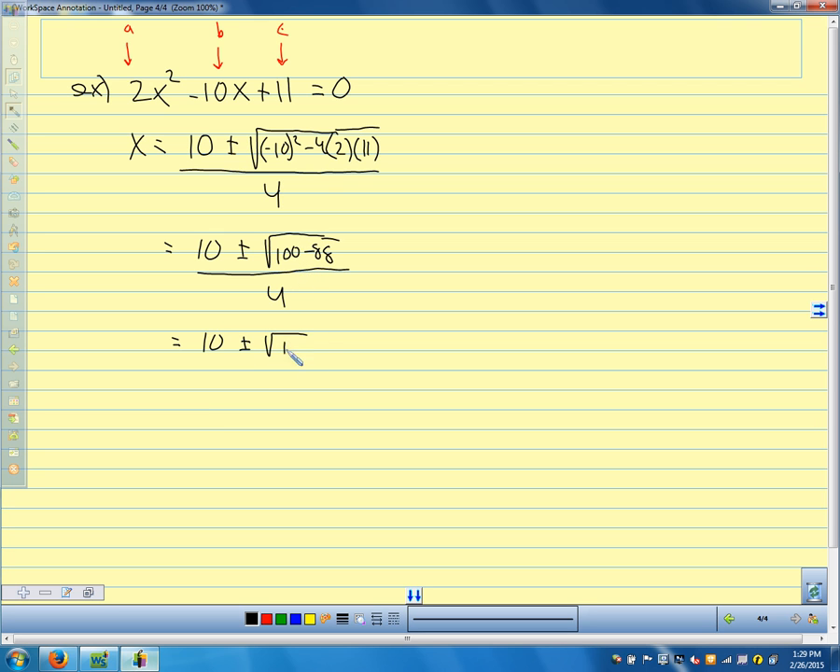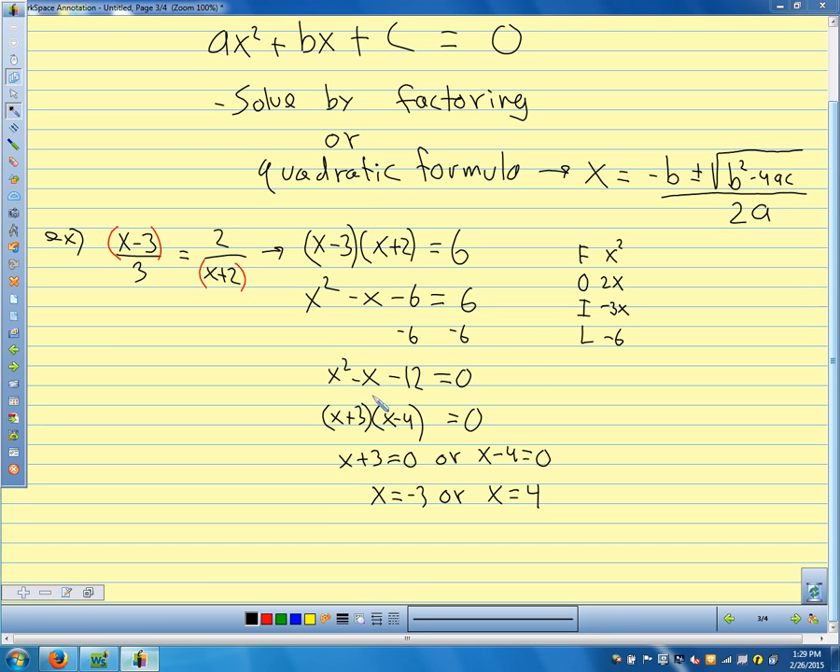Wait, I'm confused. Do we do the factoring out of the FOIL after we're done using the quadratic formula? No, so we did the FOIL. You're talking about this one? Yeah, how do you know which one to do?